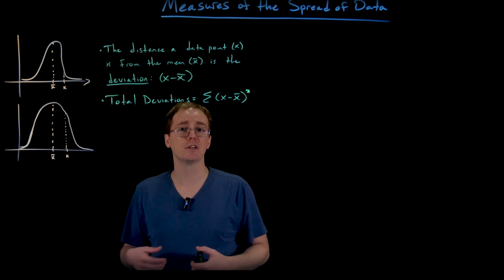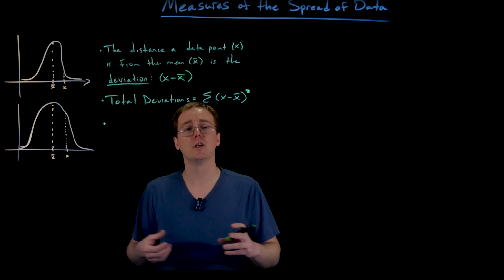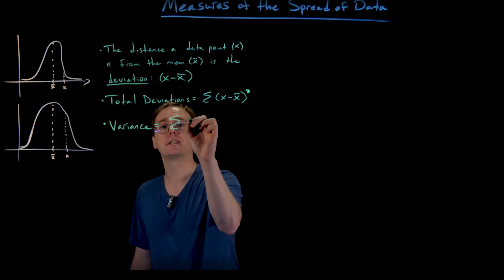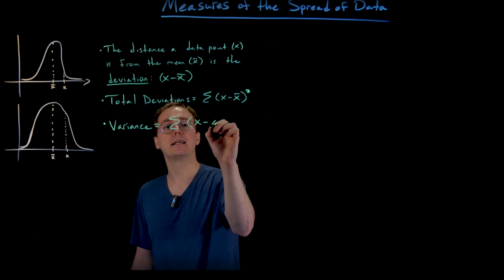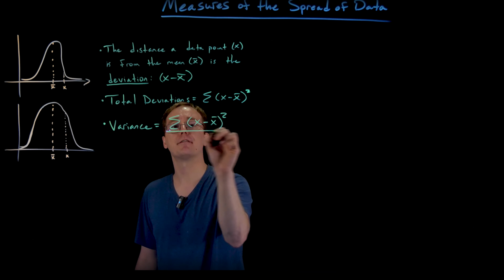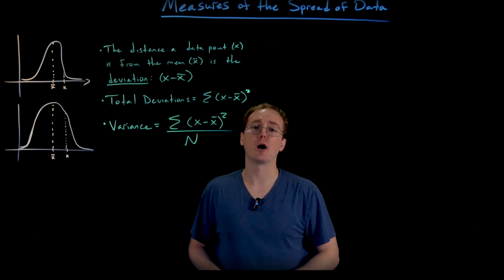And so to help us standardize this sum of distances, or really sum of squares of distances, we're going to divide that total sum of the squares of the deviations by the population size. And when we do this, this gives us a quantity in statistics that we call the variance. So in general, the variance is found by taking the sum of the squares of the deviations and dividing by n, the number of objects in your population.